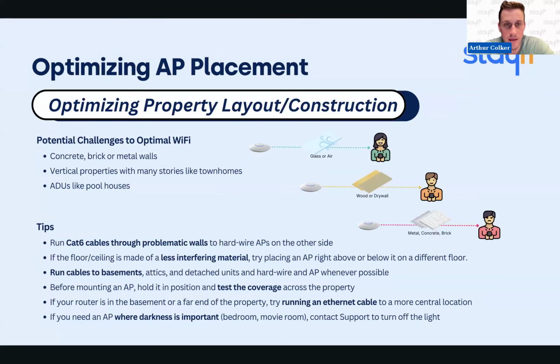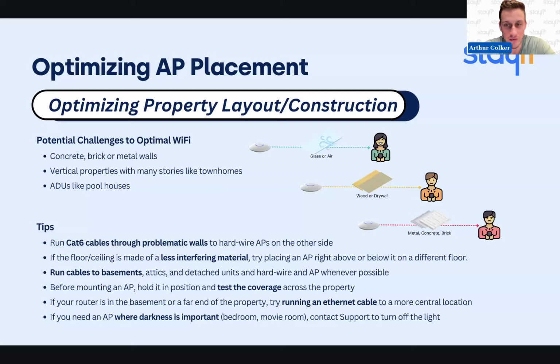This again talks a little bit about property layout and construction. The type of materials your property is made out of is going to determine some of the elements when it comes to coverage. Obviously glass, air, and open spaces are very easy to broadcast through. Wood and drywall are medium. That's really where those 1,500 to 2,000 square foot recommendations come from. And then metal, concrete, brick, and also things like cabins with crazy thick wood walls that are beyond a regular wall, basically entire tree trunks in some cabins.